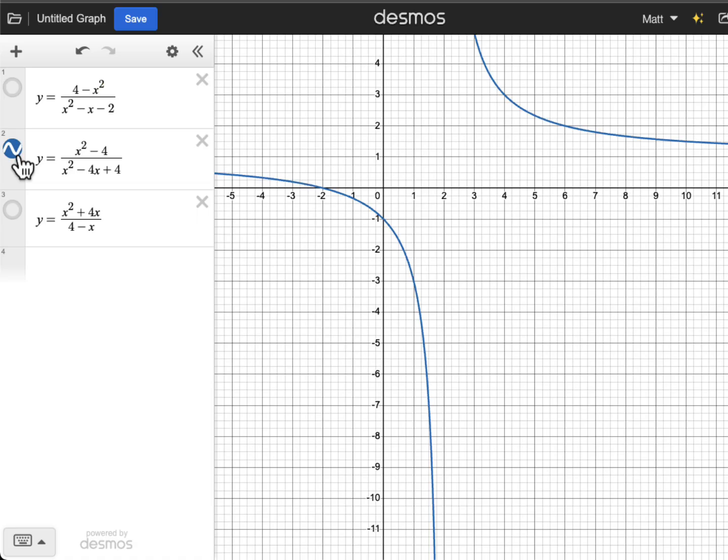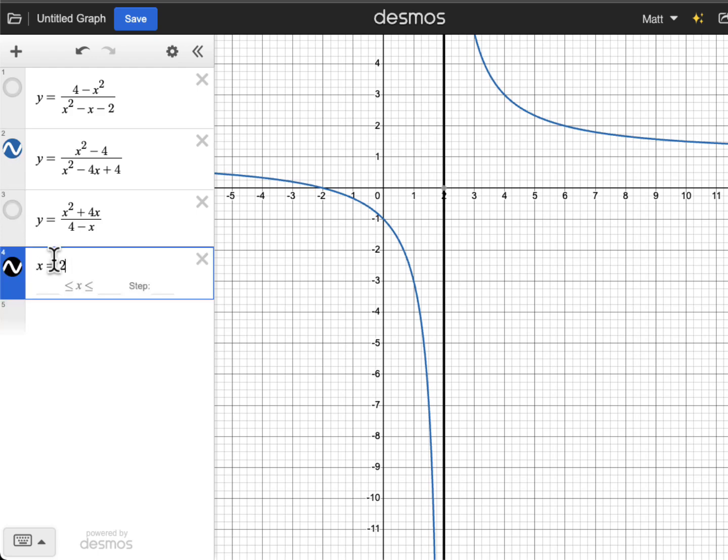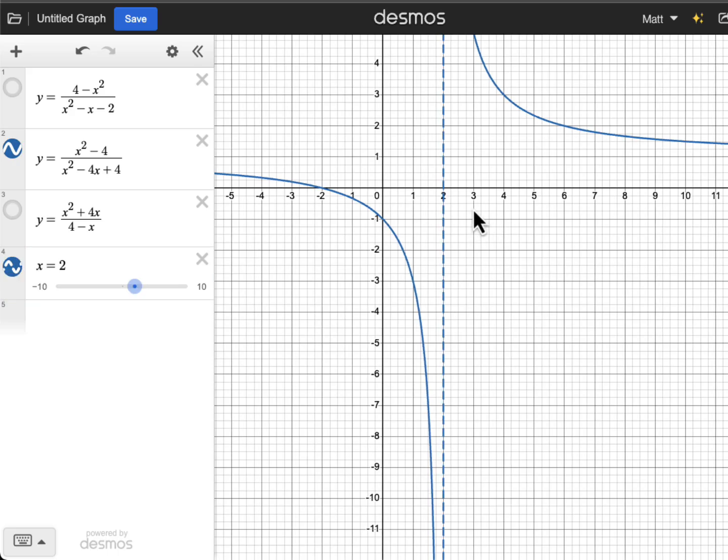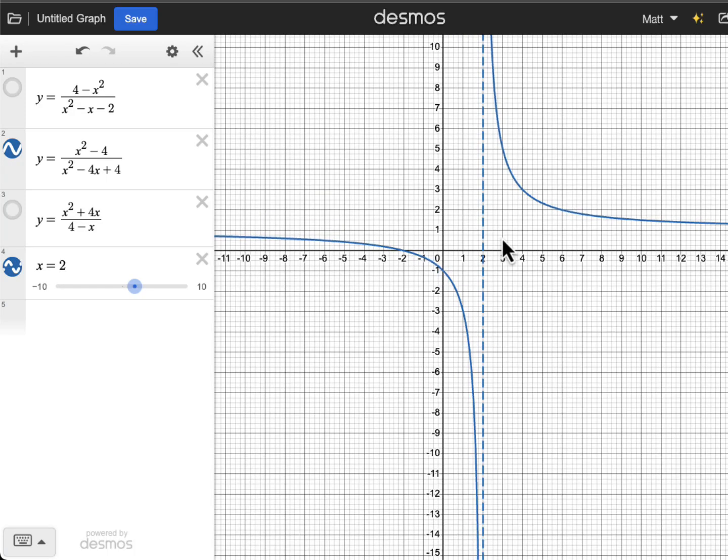Using technology to confirm, here's our function. Let's go ahead and put in that vertical asymptote. Let's type in x equals 2, and then make it blue and dashed. And we can see that as x approaches 2 from the left, the limit will be -infinity, and as x approaches 2 from the right, the limit will be +infinity. So overall, the two-sided limit does not exist.